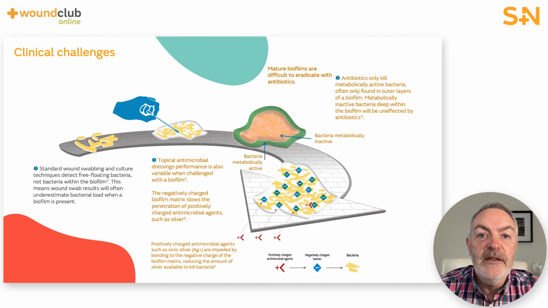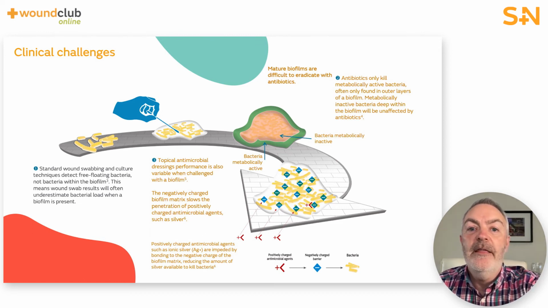Mature biofilms are difficult to eradicate with antibiotics. Antibiotics only kill metabolically active bacteria, often only found in the outer layers of a biofilm. The inner layer is metabolically inactive, and the bacteria deep within the biofilm will be unaffected by the antibiotics.